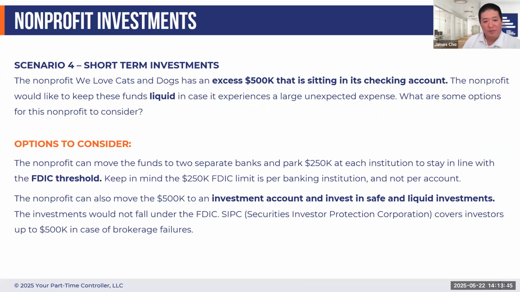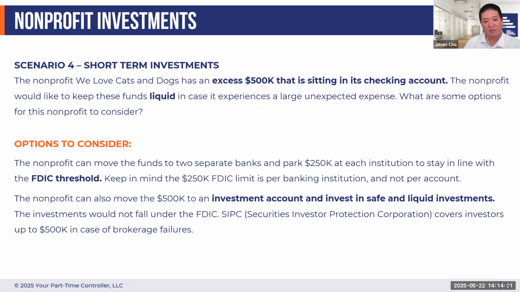So the nonprofit can move the funds to 2 separate bank accounts and park $250,000 at each institution to stay in line with the FDIC threshold. And keep in mind the $250,000 FDIC limit is per banking institution and not per account.